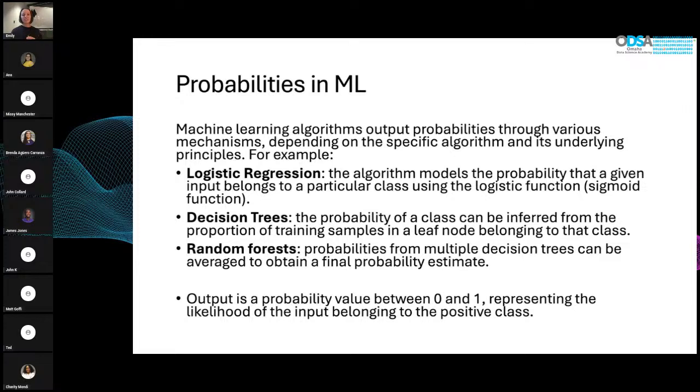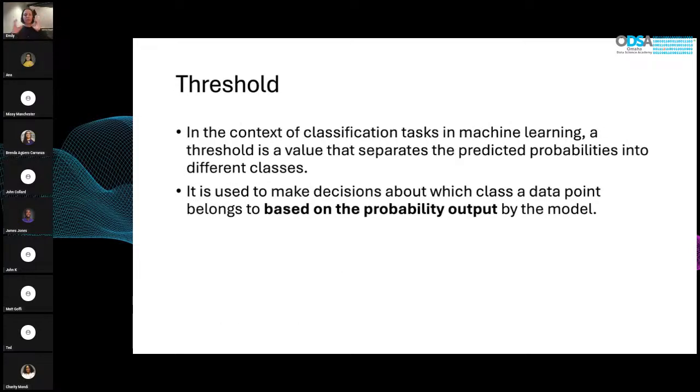So the output is a probability value between 0 and 1, representing the likelihood that an instance belongs to the positive class. This is just a refresher, reorienting on probabilities, because this is all we're going to talk about today: the probabilities output by these models.